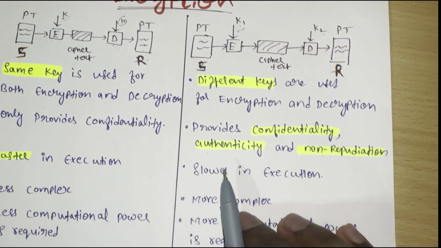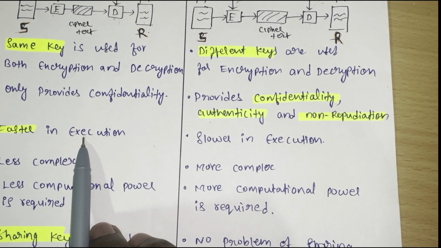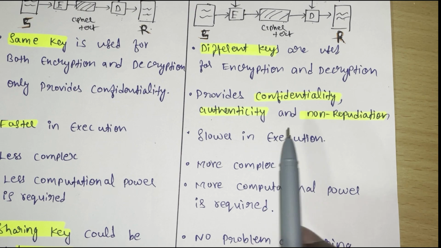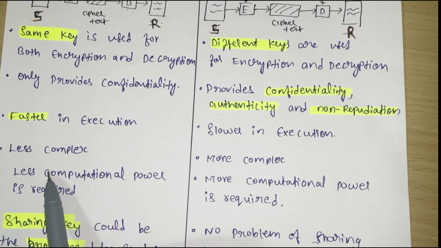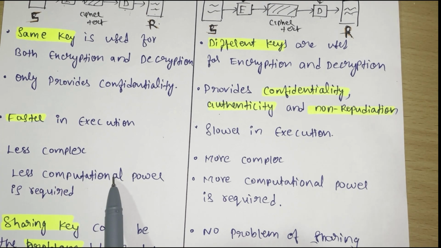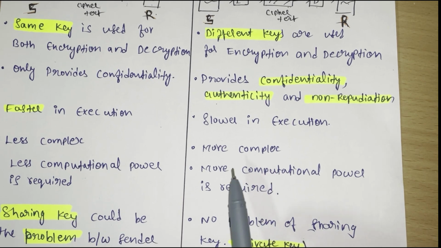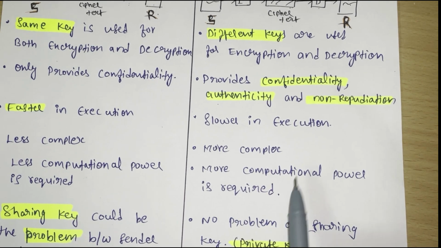Now, symmetric encryption is faster in execution, whereas asymmetric encryption is slower in execution. It is less complex in symmetric, so it uses less computational power, whereas in asymmetric encryption more complex algorithms are used, which consume a lot of computational power.